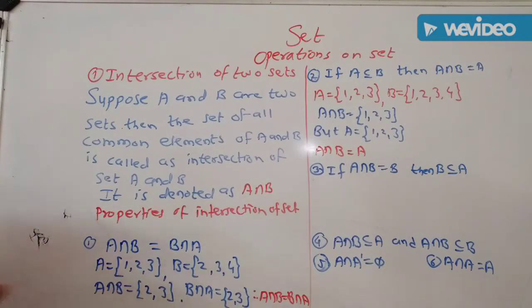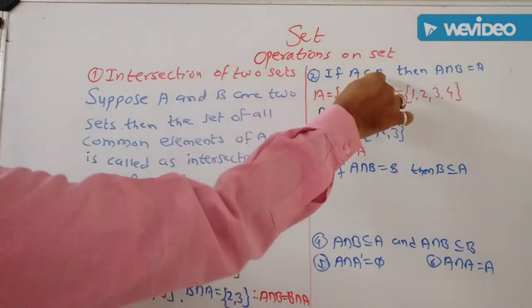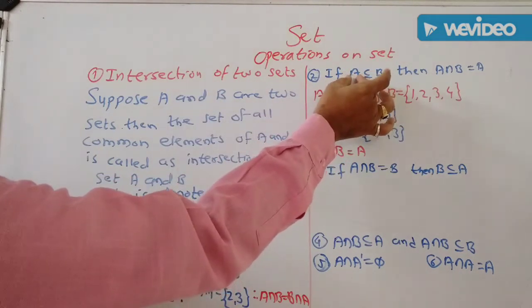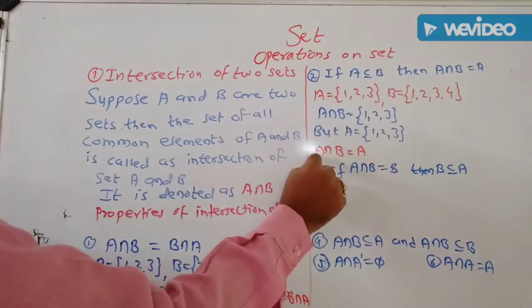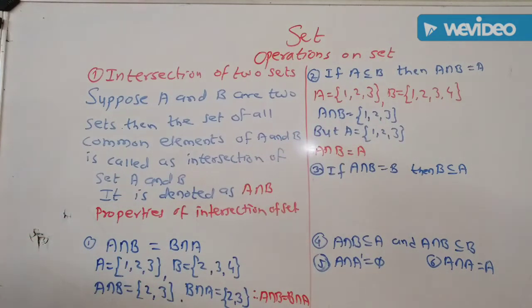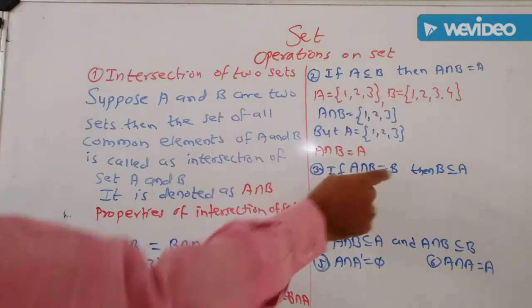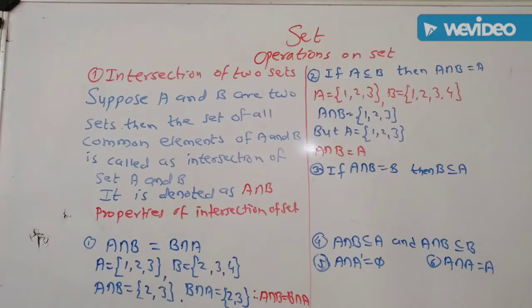But this is possible when A is a subset of B, that is, every element of set A is an element of set B. Then we can say that A intersection B is equal to A. Next, if A intersection B is equal to B, then B is a subset of A.